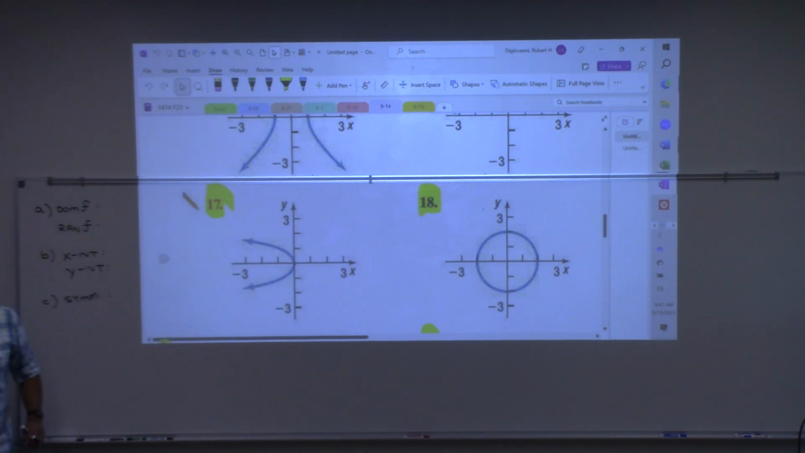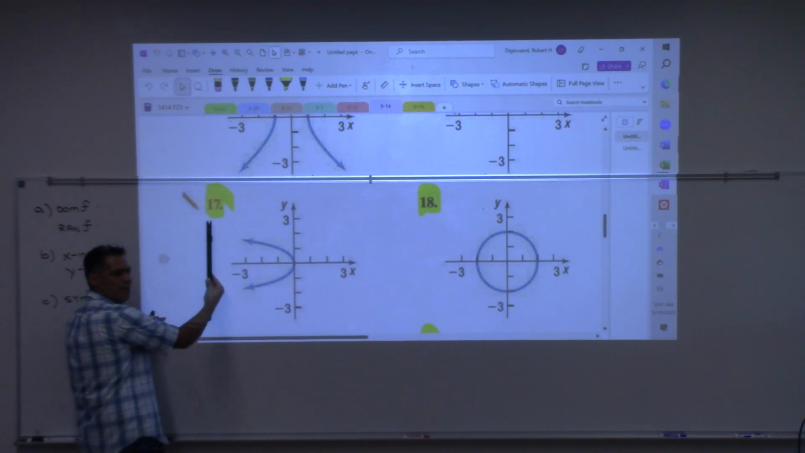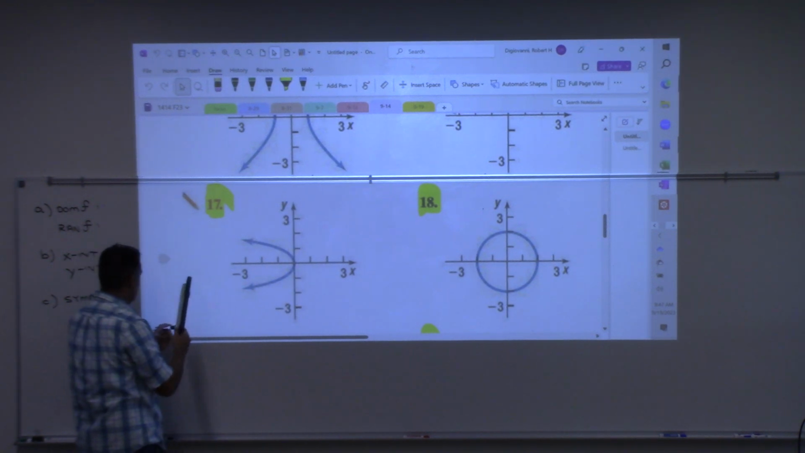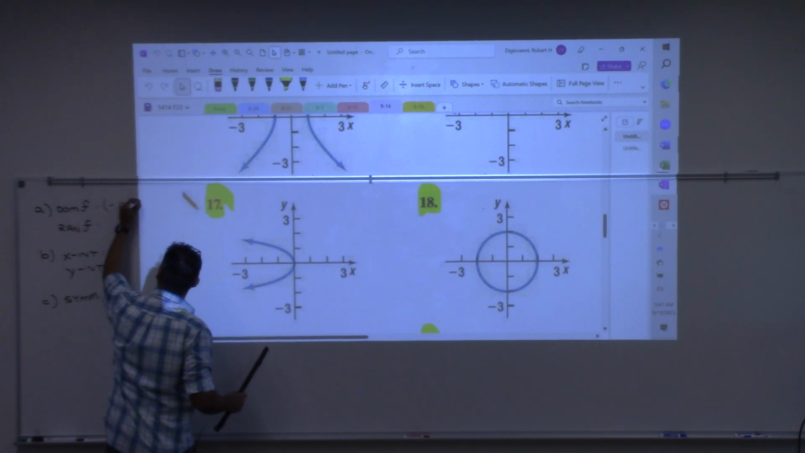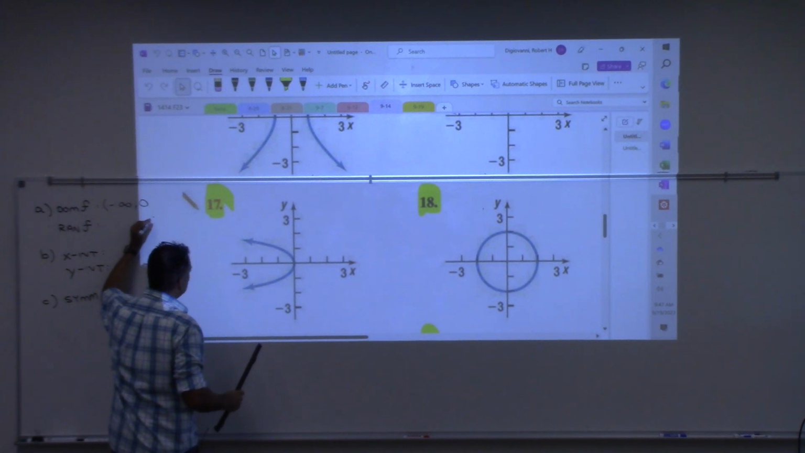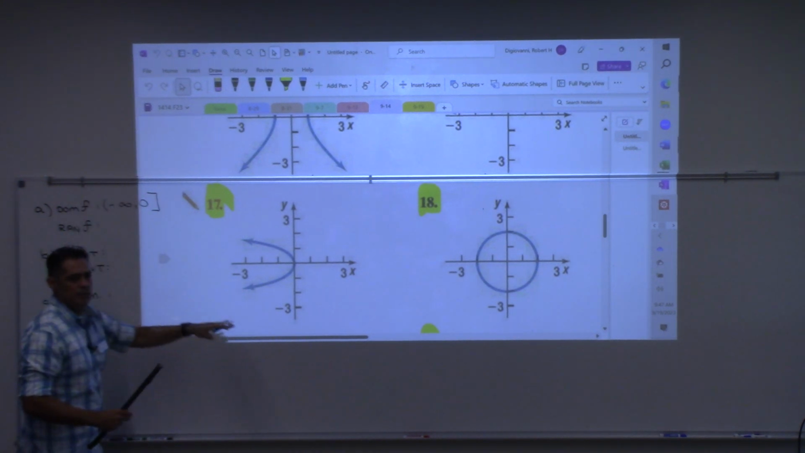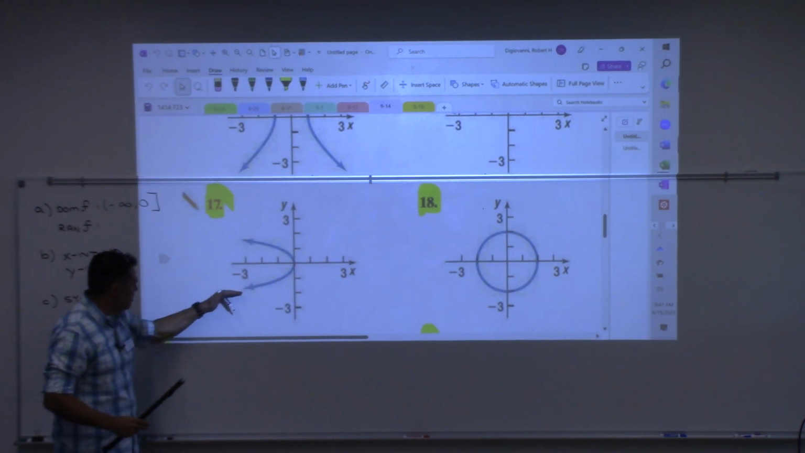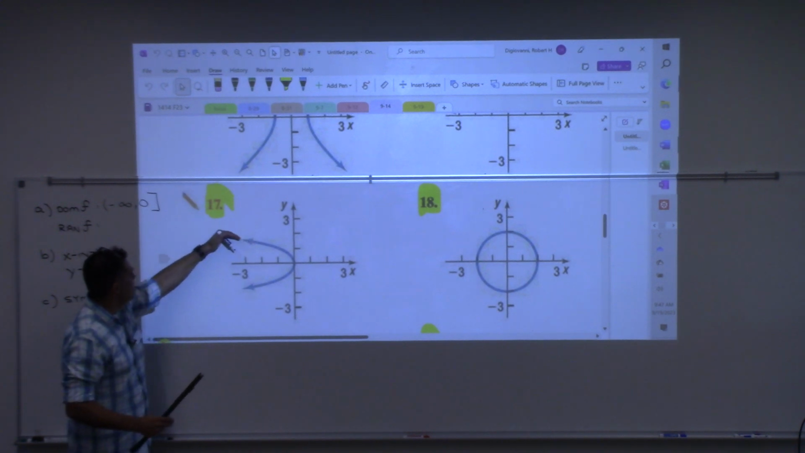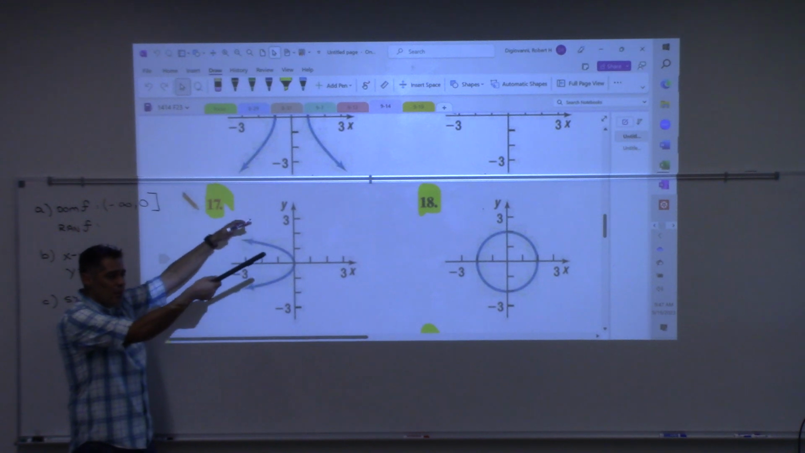Domain. Well, this graph only exists from 0 to the left, right, for x values. So I would say negative infinity to 0, bracket or parenthesis? Bracket. Range. All real numbers, because this goes down, it keeps going down forever. This goes up and goes up forever. So if we start drawing horizontal lines, we will have graph the whole way.